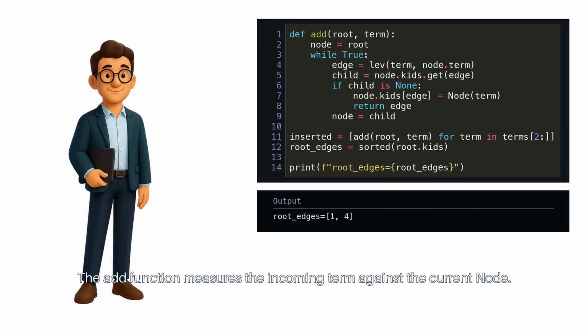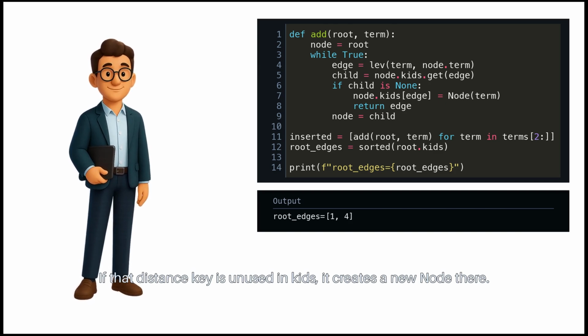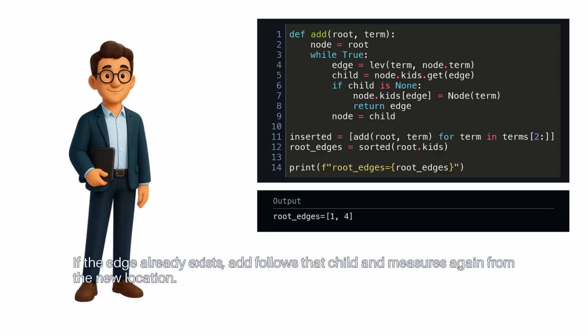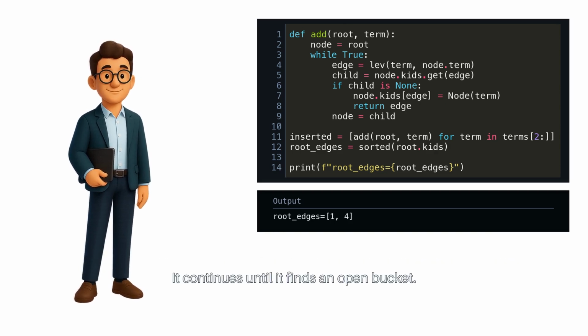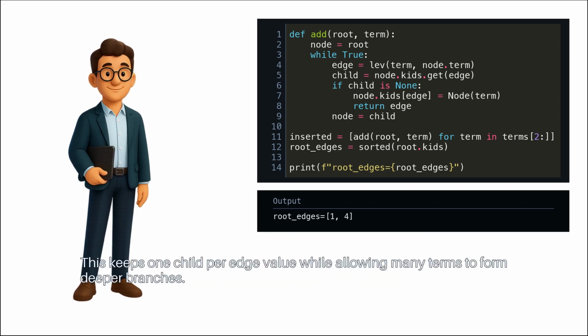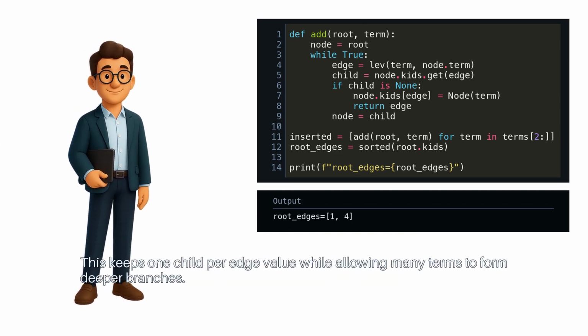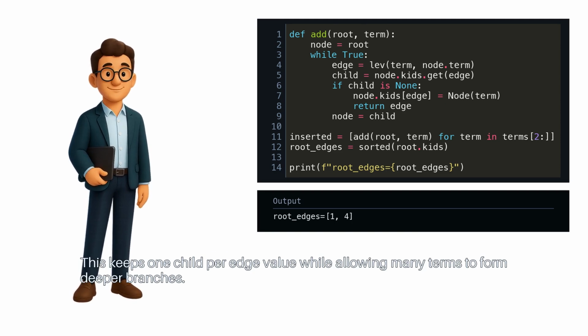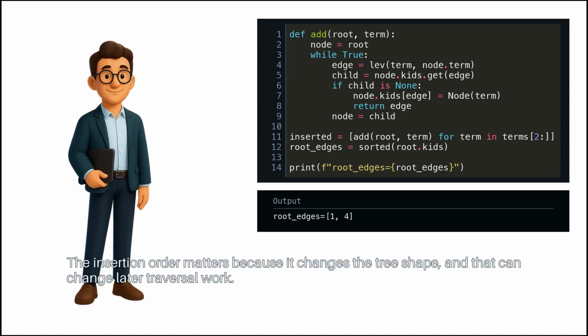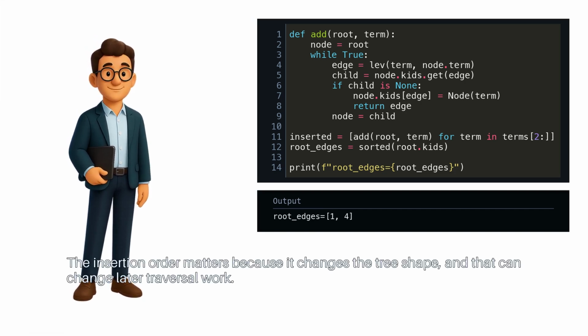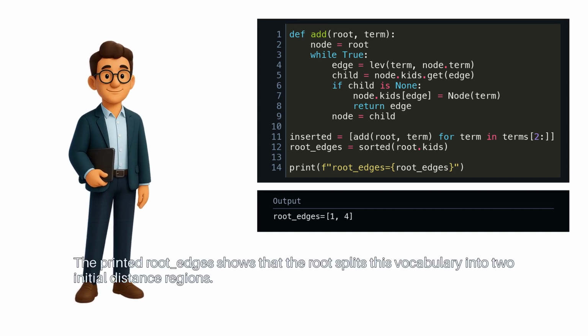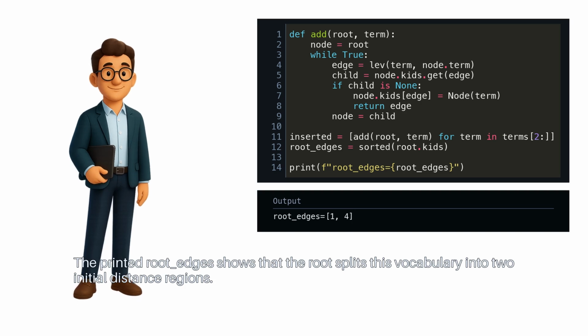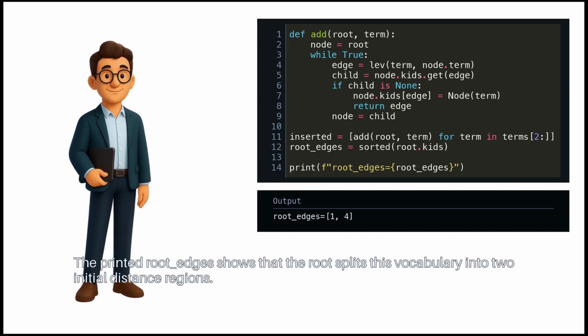The add function measures the incoming term against the current node. If that distance key is unused in kids, it creates a new node there. If the edge already exists, add follows that child and measures again from the new location. It continues until it finds an open bucket. This keeps one child per edge value while allowing many terms to form deeper branches. The insertion order matters because it changes the tree shape, and that can change later traversal work. The printed root edges shows that the root splits this vocabulary into two initial distance regions.